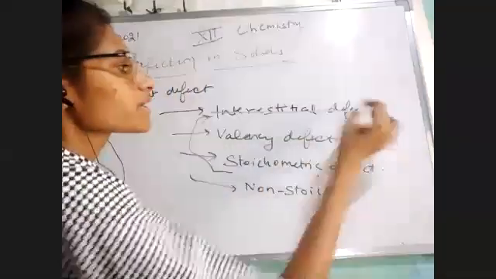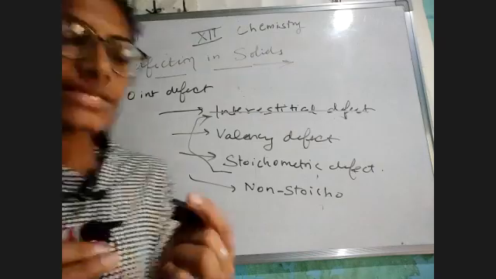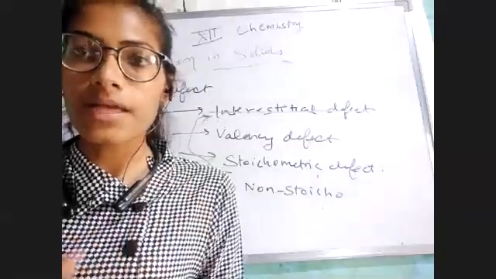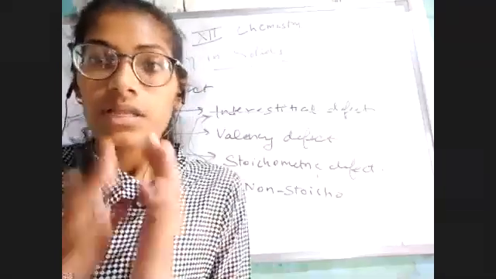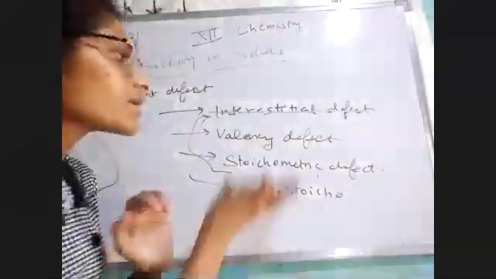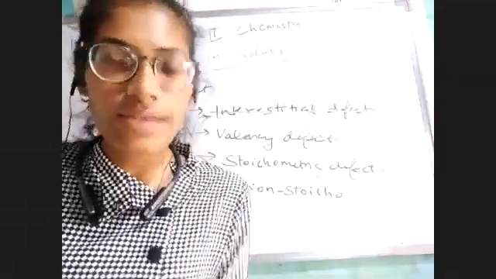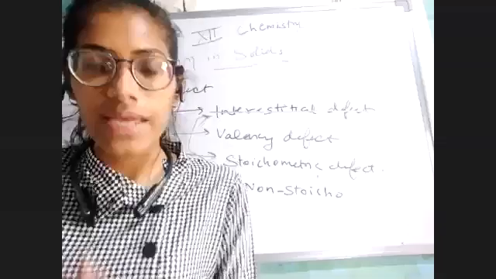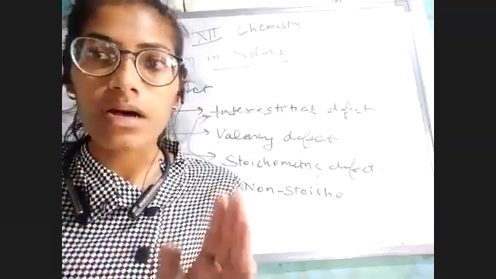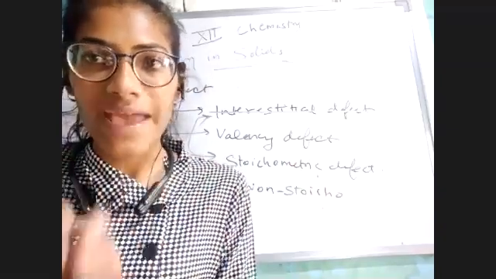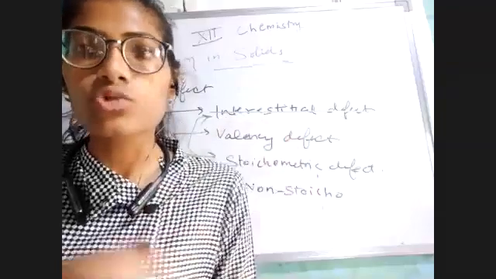So let me cut this. We have these three types. But in this topic, we just need to have a basic knowledge about these defects. The main important topic is the valency defect and its types known as Schottky defect and the Frenkel defect, which are very important from your exam point of view, because we will be asked to differentiate the Schottky as well as the Frenkel defect within 2 to 3 points.